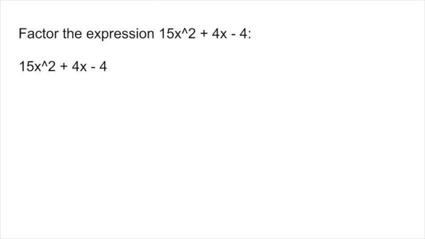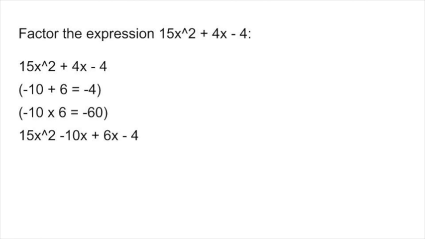To factor, we need to multiply the first and last terms together, and then find 2 numbers that multiply to equal the product and will add to positive 4. 15x squared times negative 4 equals negative 60. 2 numbers that multiply to get negative 60 and that add up to positive 4 are negative 10 and positive 6. Negative 10 plus 6 equals positive 4, and negative 10 times 6 equals negative 60.